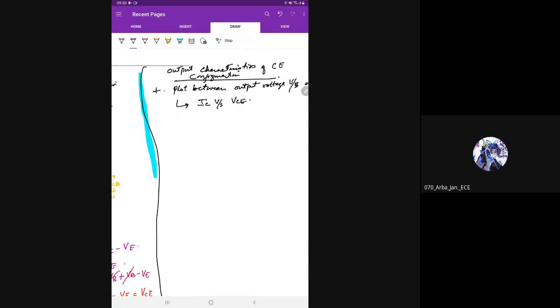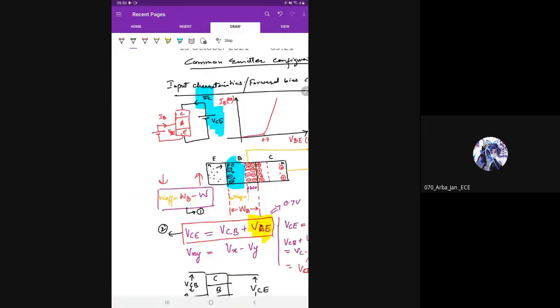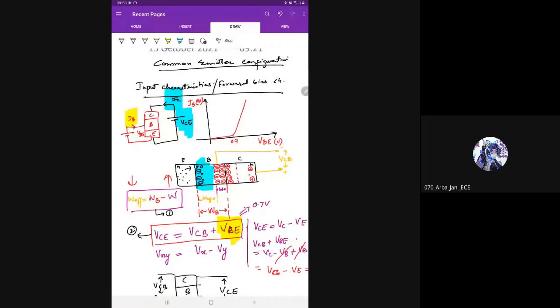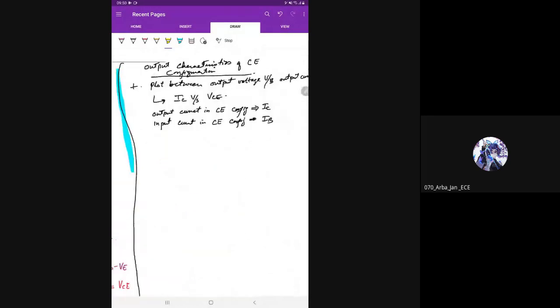So the output current in common emitter configuration is IC. The input current in common emitter configuration is IB. We have already seen it. We have already observed that. So the input current is IB and the output current is IC in common emitter configuration.